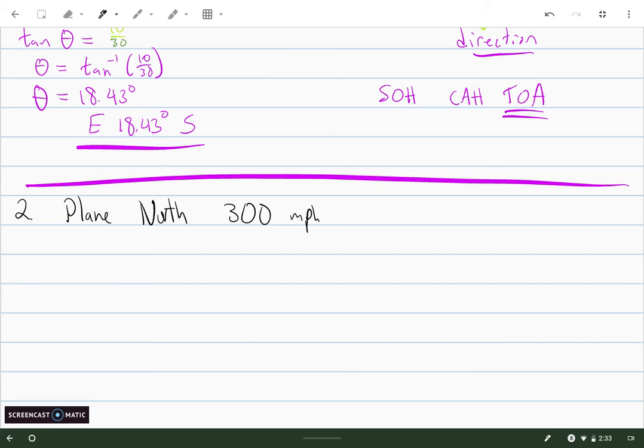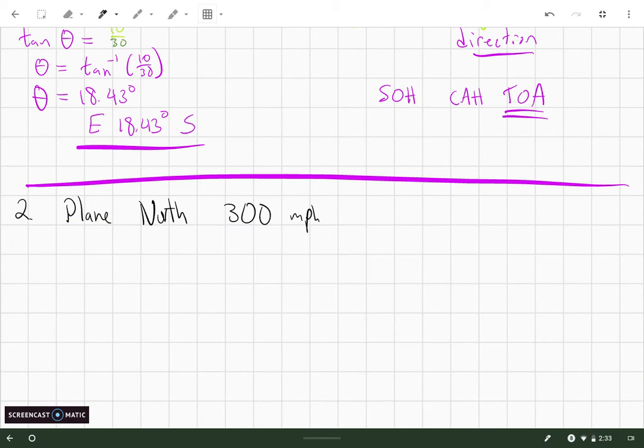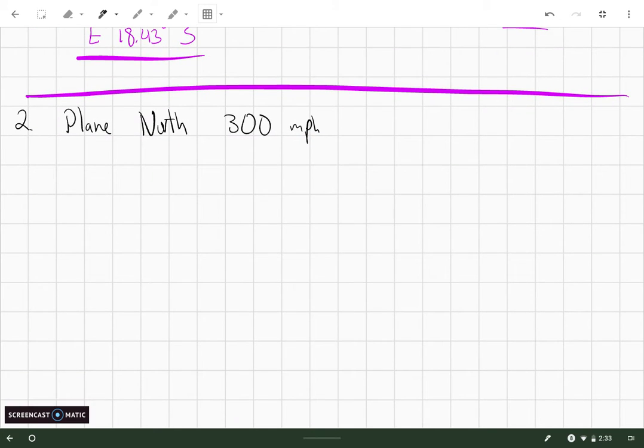So what I'm going to do is switch this over to graph paper here. Then I'm going to make my little graph, this way and this way. We can think of this as north, east, south, and west. Let's use red for my plane. So it's going this way, right? And we know that is 300.